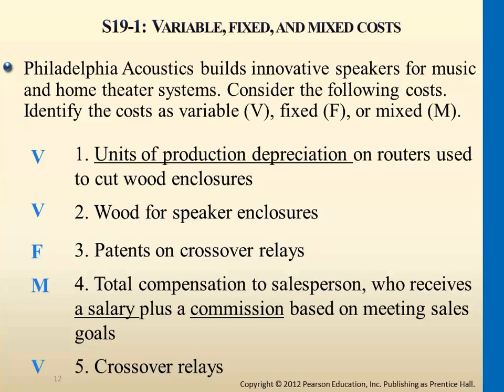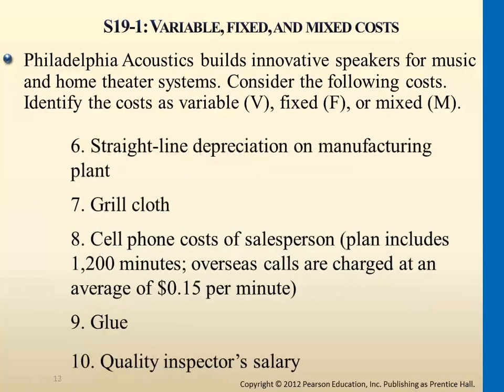Now we have a few more. This will be obvious. This is number 6. Straight line depreciation, fixed. Okay, good. Grill cloth, variable, again, a type of material that the system uses.